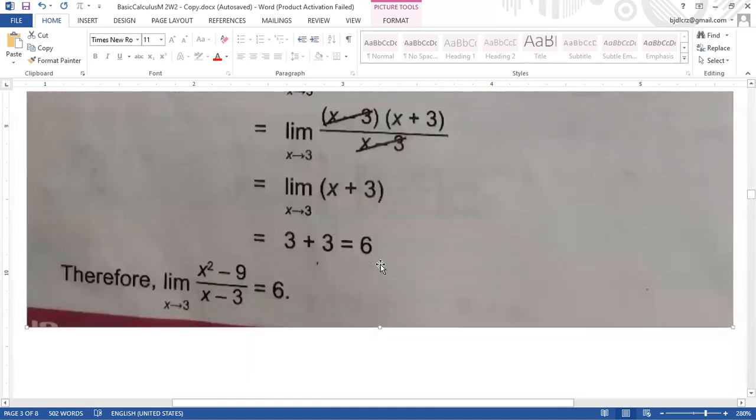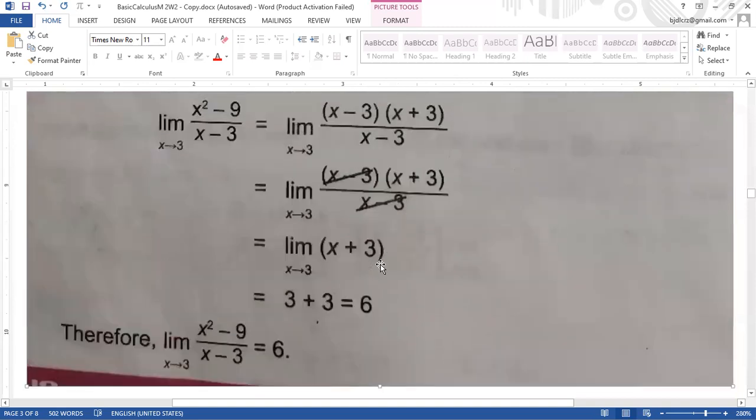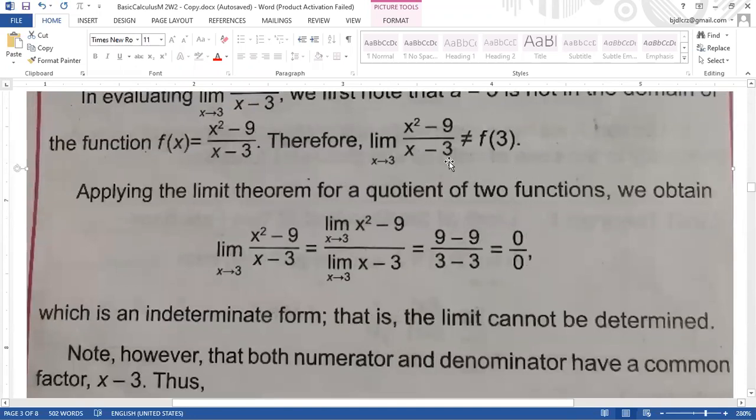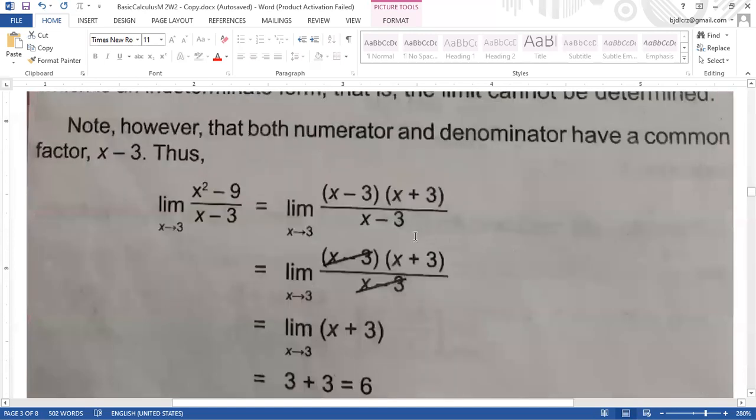That was the example last time, di ba? Katong first example. So it becomes x plus 3. So the limit of x plus 3 as x approaches 3: substitute the value of x. So 3 plus 3 is equal to 6. Therefore, the limit of x squared minus 9 over x minus 3 as x approaches 3 is equal to 6. That's why here, ang giingon niya is not equal sila, because the limit is equal to 6. There ang iyang solution.